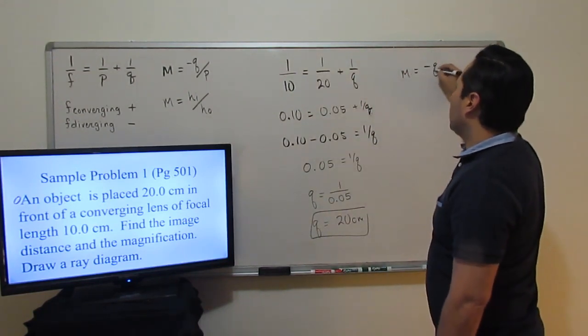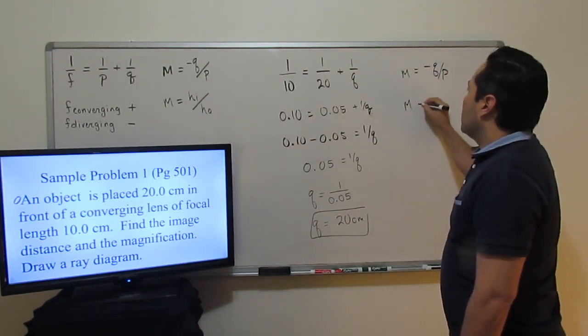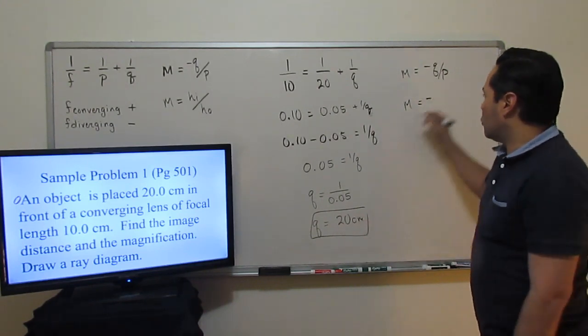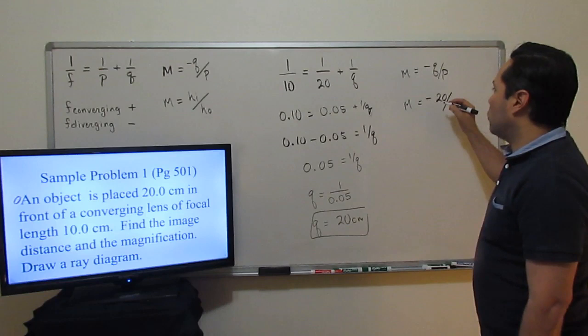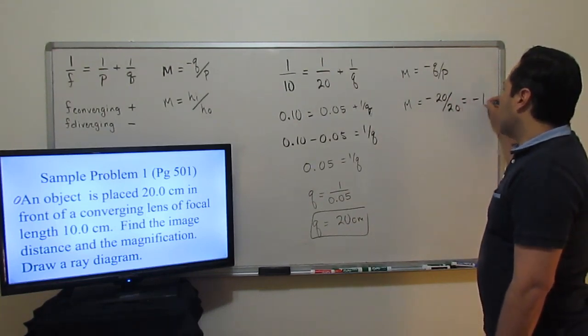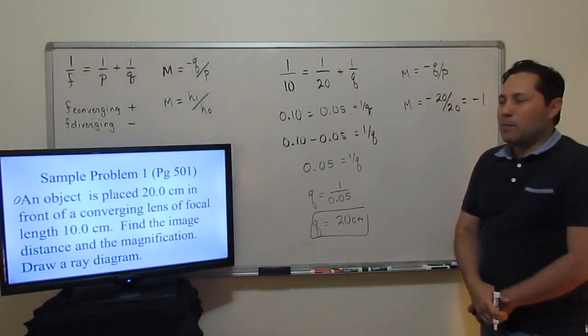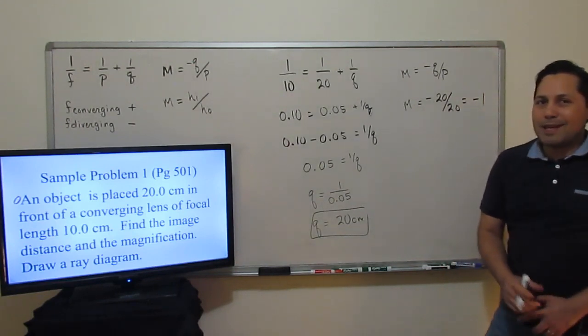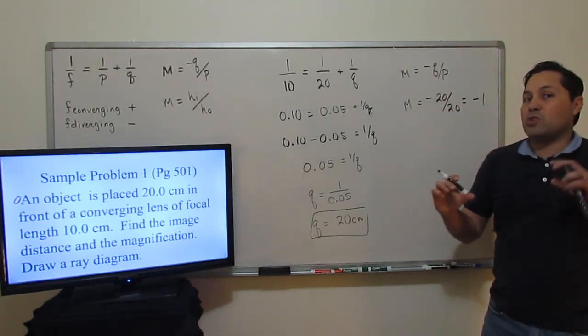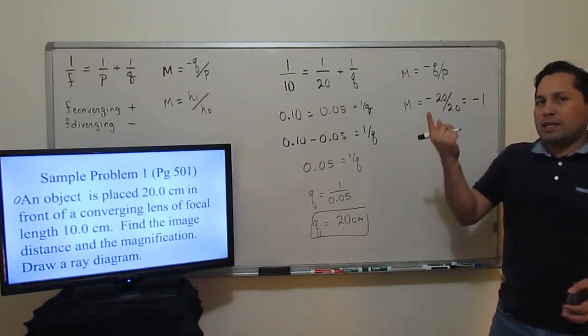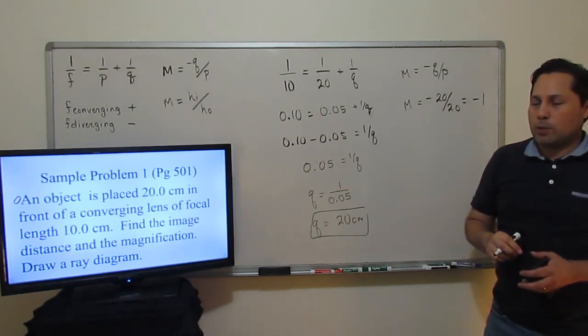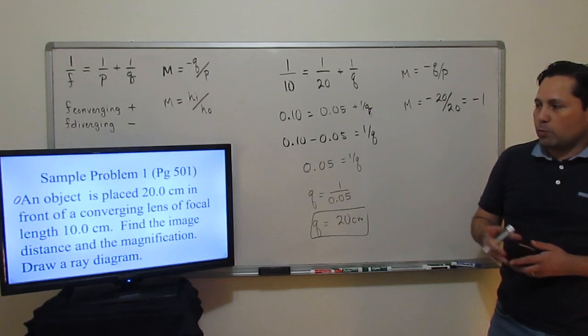Magnification is negative Q over P. So negative Q, where Q is 20, divided by P. Our P is also 20, so therefore it is a negative 1. What does it mean? The magnification being 1 means that the size of the image is the same size as the original object, but the negative means that it's inverted, so it's pointing downwards. Alright, so that is our answer for number 1.